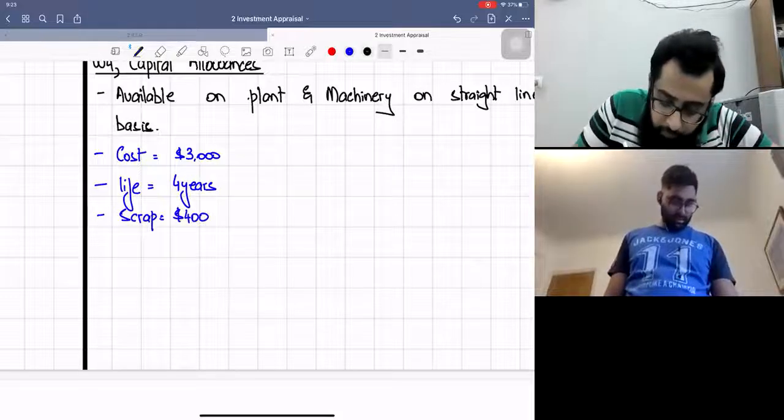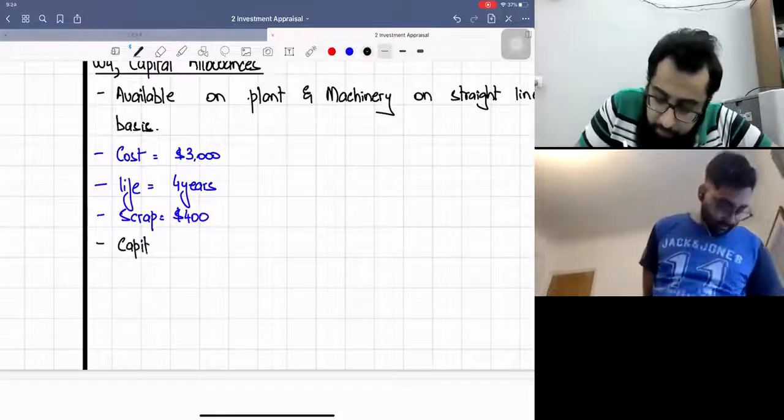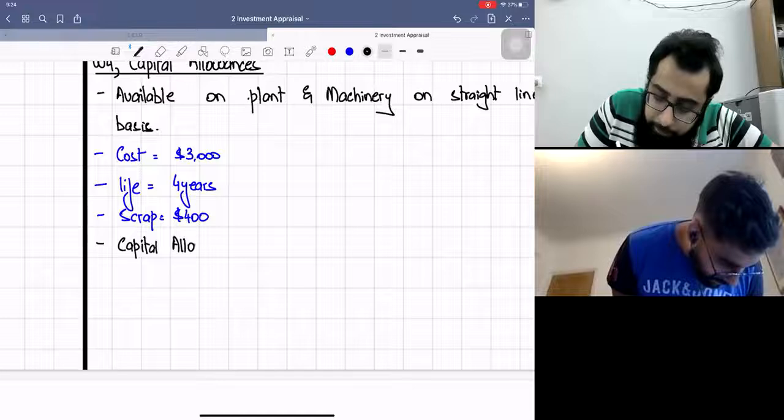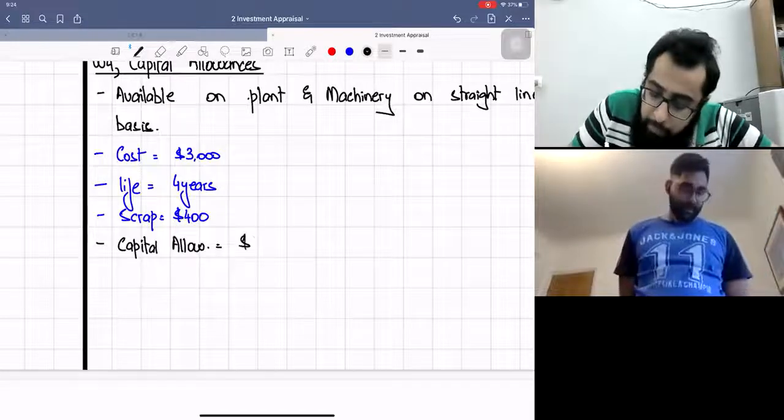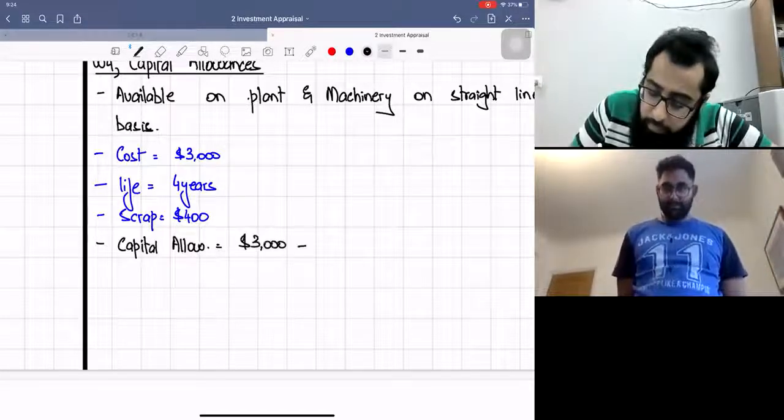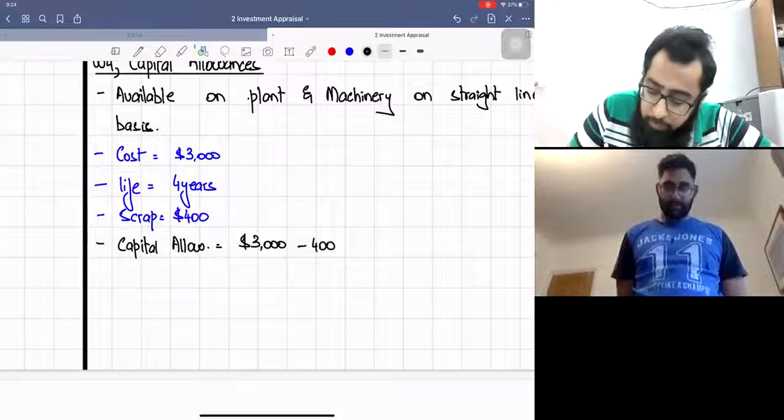So capital allowance will be 3,000 minus 400, divided by 4 years.